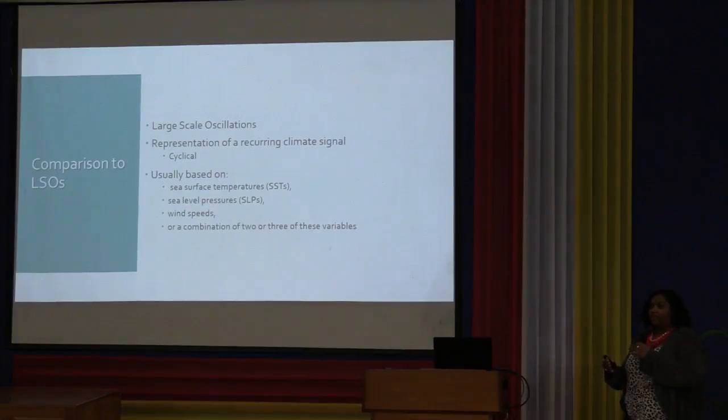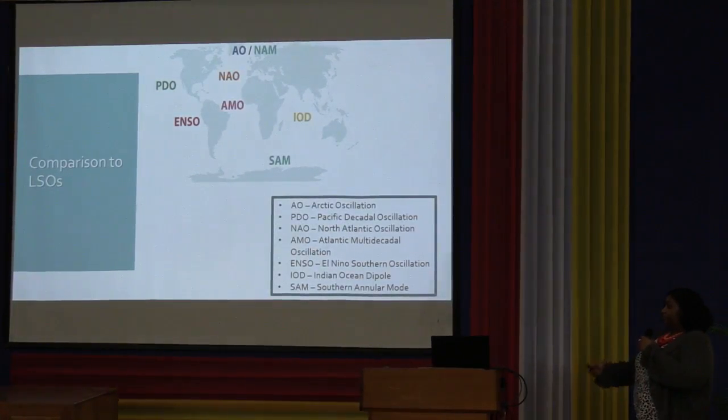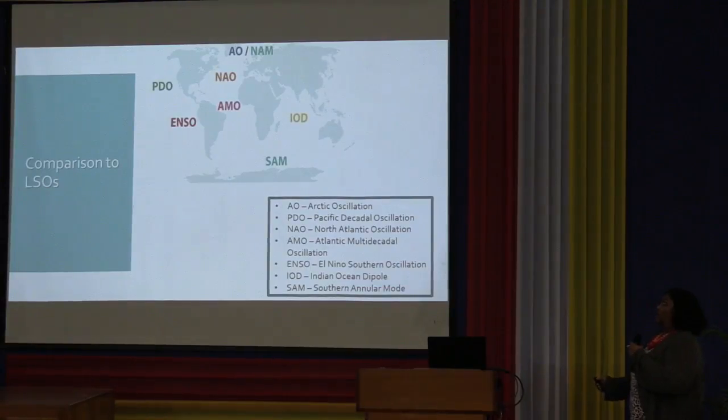And so we looked at our large-scale oscillations, which are representations of recurring climate signals, and they're usually based on sea surface temperatures, sea level pressures, wind speeds, or some combination of two or three. As Sheldon showed earlier with ENSO, since ENSO is one of the LSOs that we're looking at. And you can see on this diagram most of the LSOs that we focus on, but since we're here, we're only going to focus on these four.